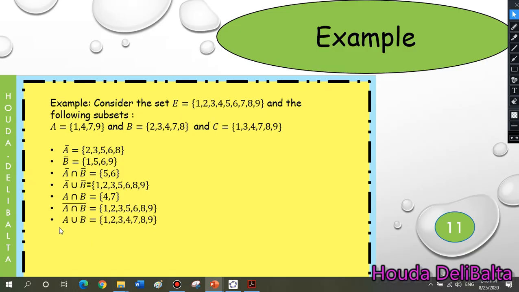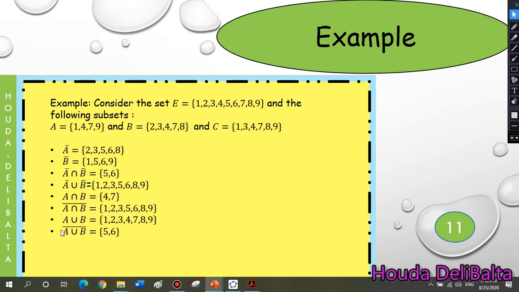Similarly, if I have to find A union B and then A union B bar, A union B, as we said before, is the union between the elements of these two sets, which are 1, 4, 7, 9, 2, 3. We don't repeat 4 and 7 and 8. So it is the set including 1, 2, 3, 4, 7, 8, and 9.